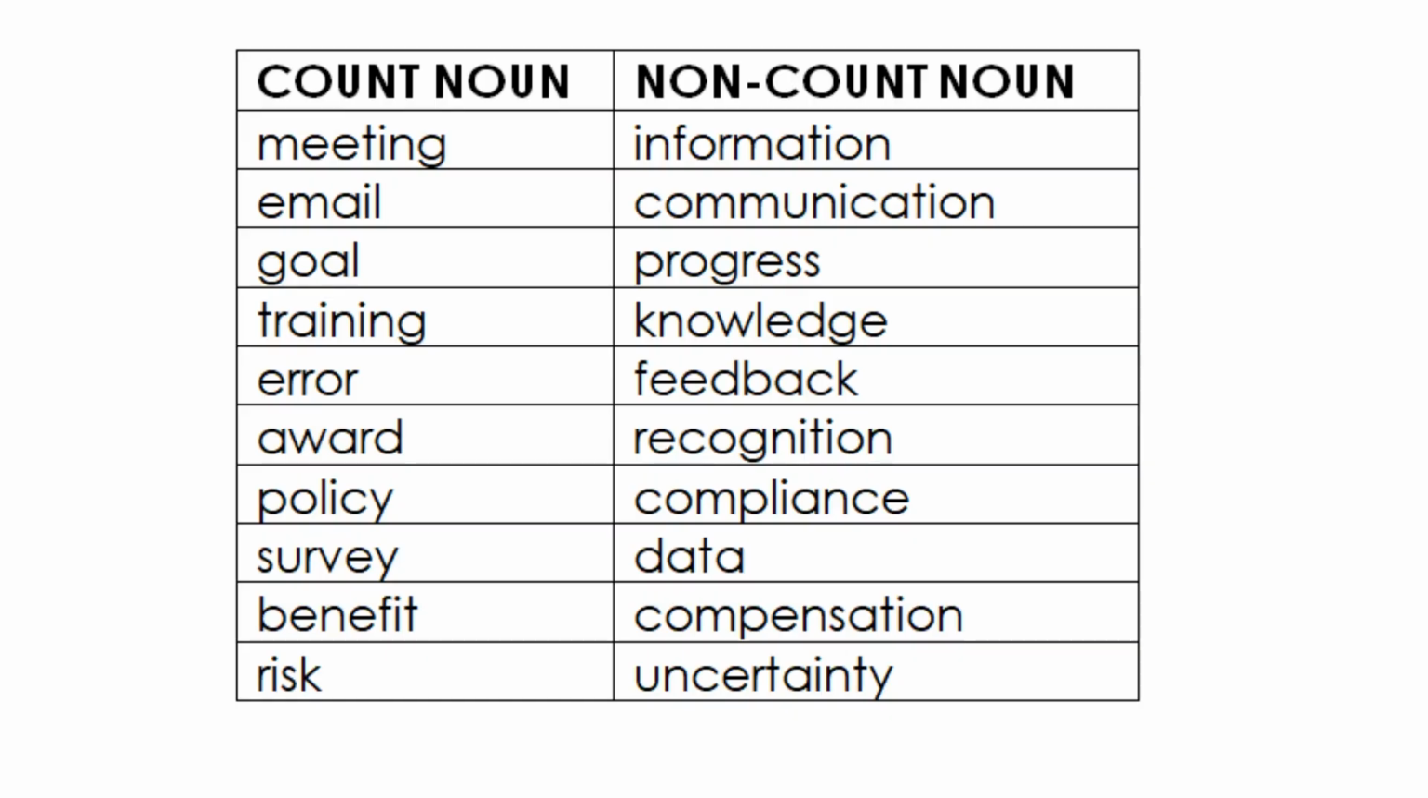Here are more examples of countable and non-countable nouns. 1. Meeting is countable while information is non-countable. Other examples are 2. Email, communication. 3. Goal, progress. 4. Training, knowledge. 5. Error, feedback. 6. Award, recognition. 7. Policy, compliance. 8. Survey, data. 9. Benefit, compensation. Lastly, risk is a count noun while uncertainty is a non-count noun.